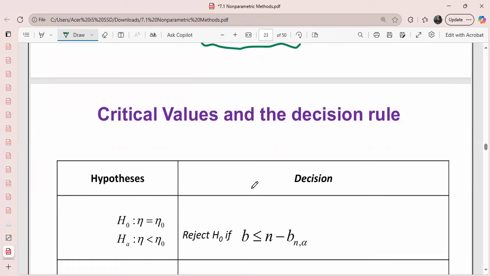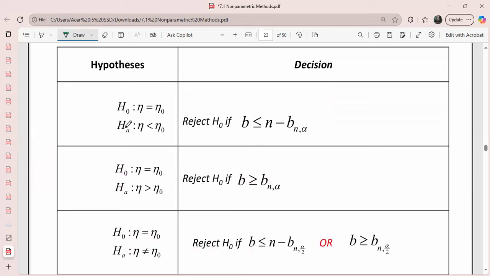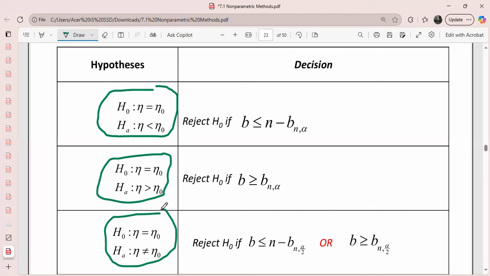We got the value of B. We know the level of significance, alpha, is 0.05. Now we need what we call the critical value and the decision rule. This is very important. Look at this. Now I believe you know how to formulate this whole thing. We reject the null hypothesis if the value of B is less than or equal to n minus B, where it's n and also alpha.